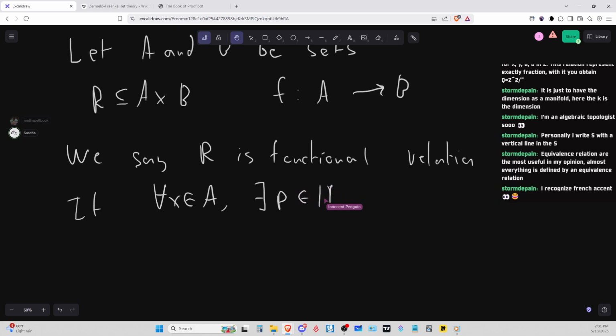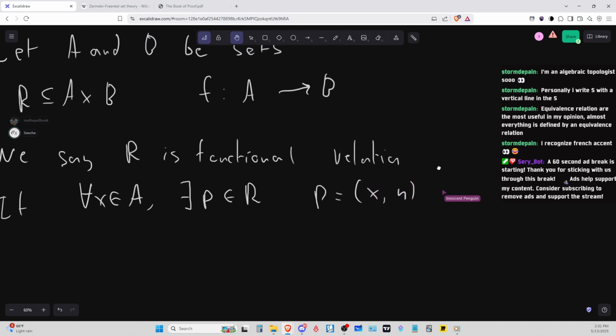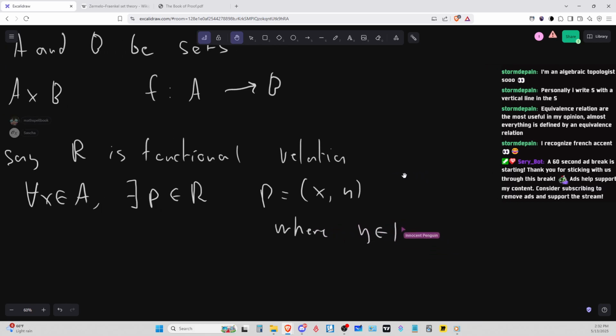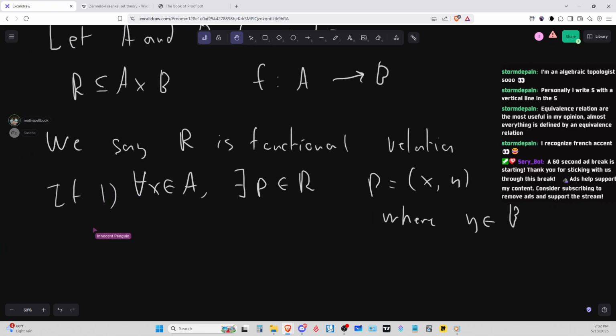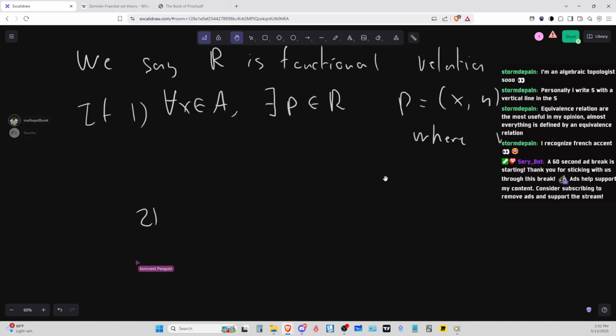There exists some pair in the relation R such that P is given by (x, y), where y is inside of B. So this first condition imposes that you have to choose one element of B for every element in A. You cannot have, for example, a partially defined function. You cannot skip a value inside of A. Everything in X, in this case everything in A, has to give an output in B.